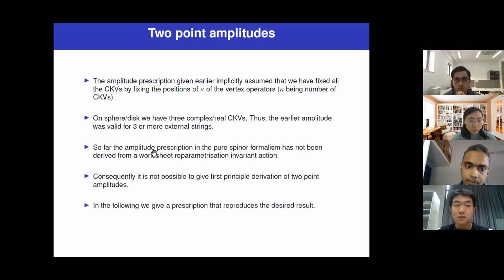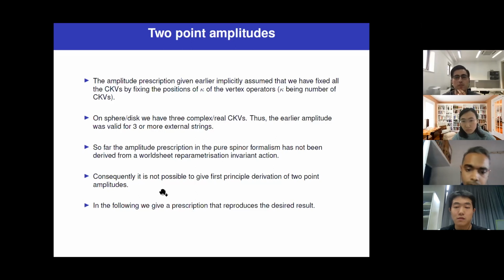So far, the amplitude prescription in the pure spinor formalism has not been derived from a worldsheet reparameterization invariant action. Consequently, it is not possible for us to give a first principle derivation of the 2-point amplitudes which do not vanish.